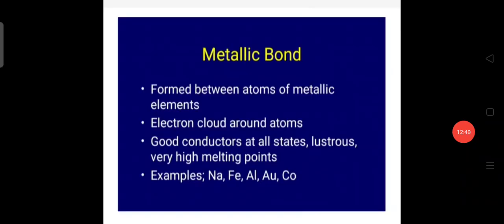Okay, so damay na rin natin, no, yung metallic bond. Yung metallic bond, it is formed between atoms of metallic elements. So, mga metals lang ang involved sa metallic bond. Okay, so electron cloud around atoms, good conductor in all states, with very high melting point. Okay, so good conductor daw sila, at saka hindi sila basta-basta agad natutunaw kasi they have high melting point. And then, examples nito, yung sodium, Na, no? Fe is iron, Al is aluminum, Au is gold, and then we have Co which is cobalt.